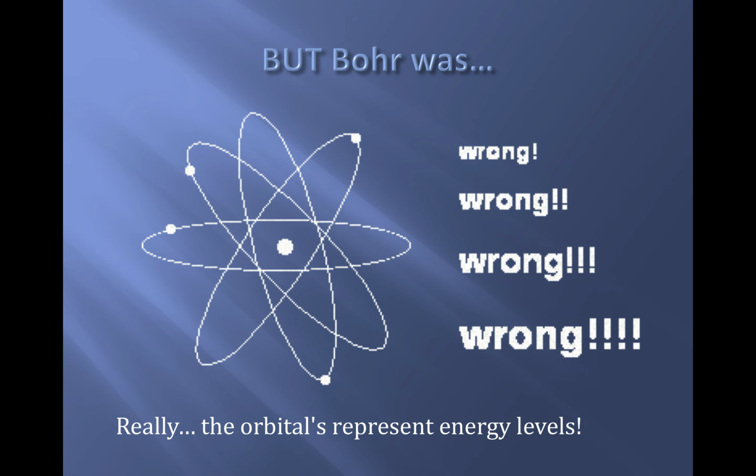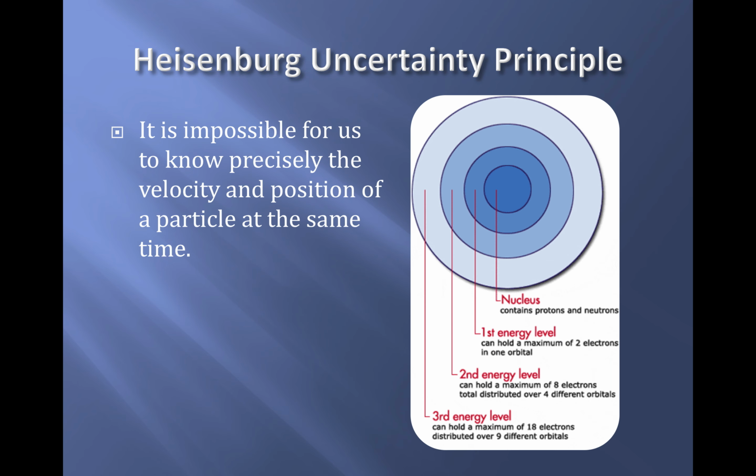But ultimately, we know that Bohr was wrong. We don't use the Bohr model of the atom anymore because it's not the best way to represent our electrons. And that's due to the Heisenberg uncertainty principle. The Heisenberg uncertainty principle basically says that we can't know how fast an electron is traveling and where it's at at the exact same time. We can only know one or the other. So for the purposes of these diagrams that we're about to look at, we're going to be looking at where our electrons are, not how fast they're moving.